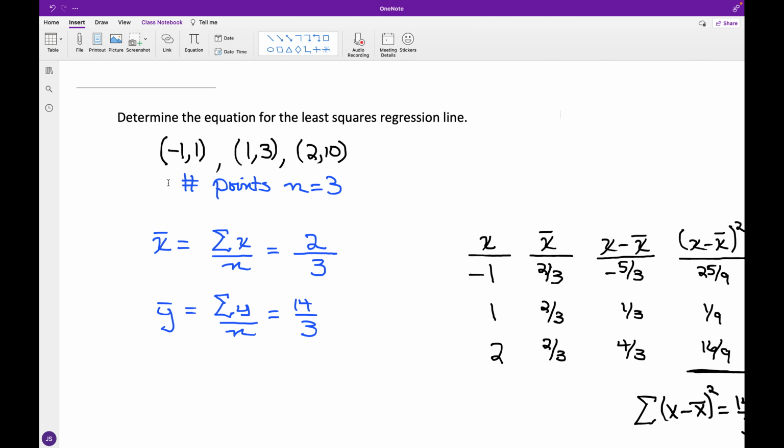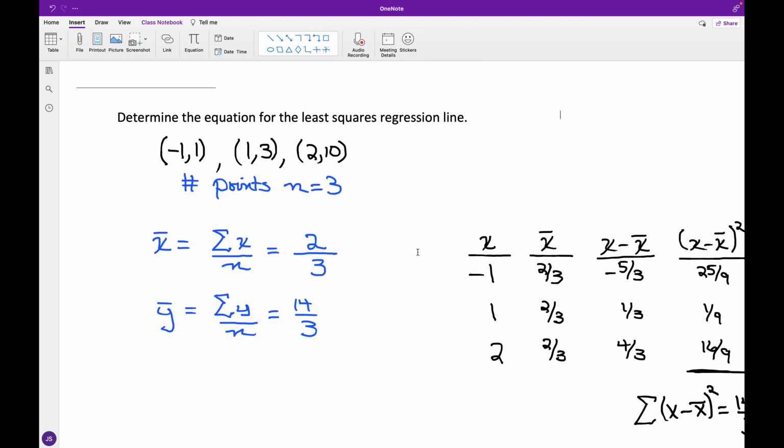Through statistical analysis, you're going to start out by taking the mean value of the x and y coordinates. For the mean in x, x-bar, you're just adding up the x coordinates and dividing by the number of points. In this case, negative 1 plus 1 plus 2 comes out to 2, divided by n, which is 3, and 2/3 is already in simplest form. Likewise, for the mean y value, I'm adding up the y coordinates 1, 3, and 10, and the mean y value is already in simplest form at 14/3.